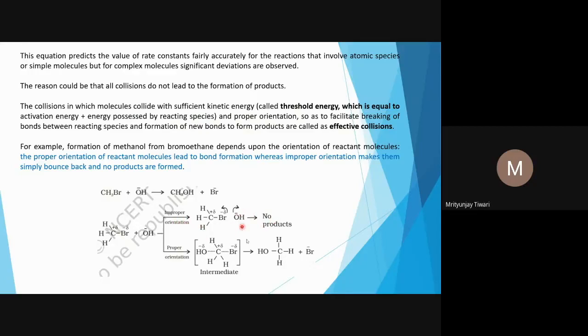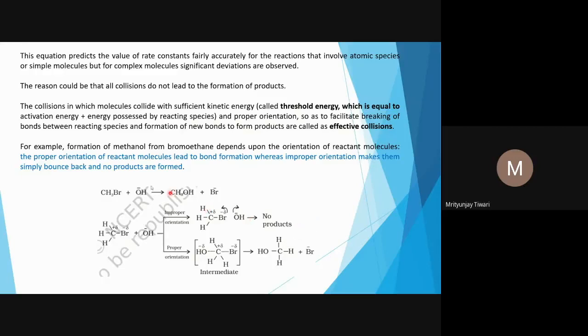But when this OH minus comes from the back side, opposite to this bromide, and the nucleophilic center here, there is a nucleophile, in this direction, when the collision happens with a certain threshold value, then it will convert into the product. This collision will facilitate the breaking of this C-Br bond and the formation of a new O-C bond, so the product will be formed, and this will be broken.